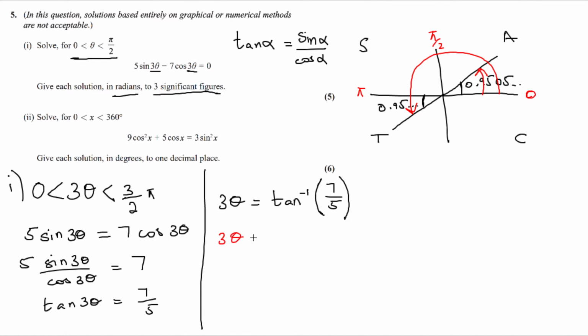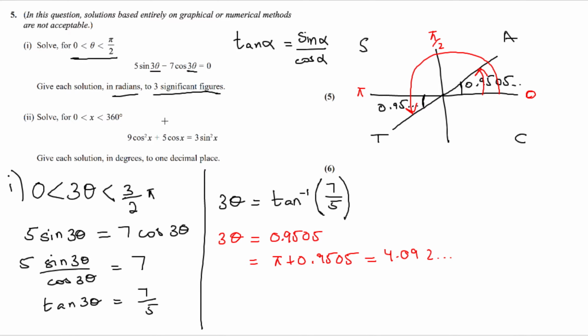So 3 theta equals 0.9505, and it is also equal to pi plus 0.9505. So whatever answer we had in the calculator, I'm just gonna go ahead and say plus pi, and that gives me 4.09 and so on, which is this. Right? These are the two solutions.